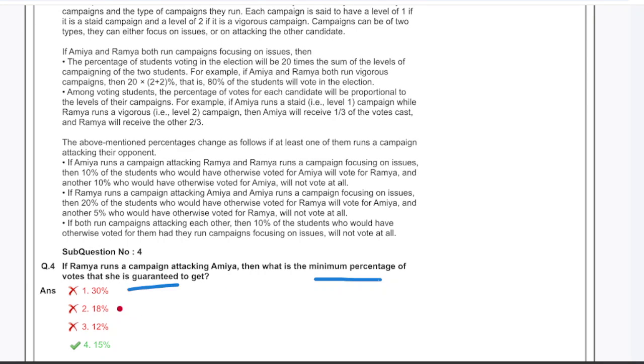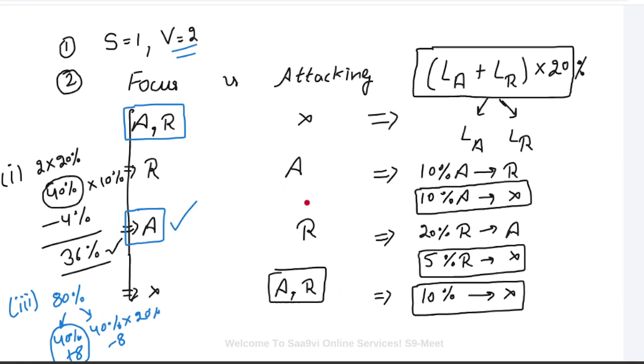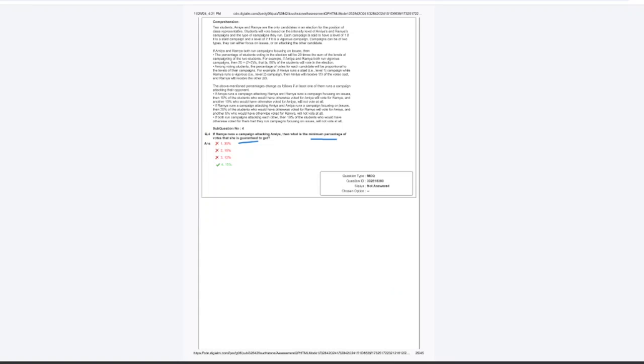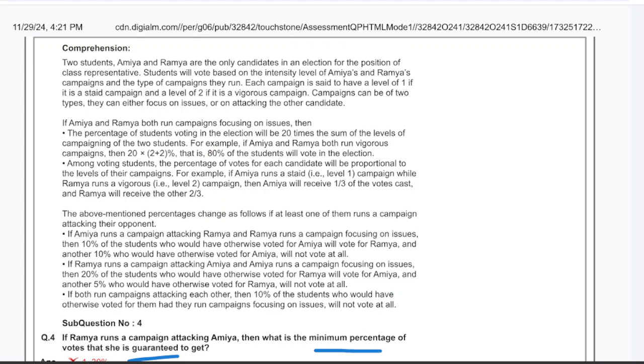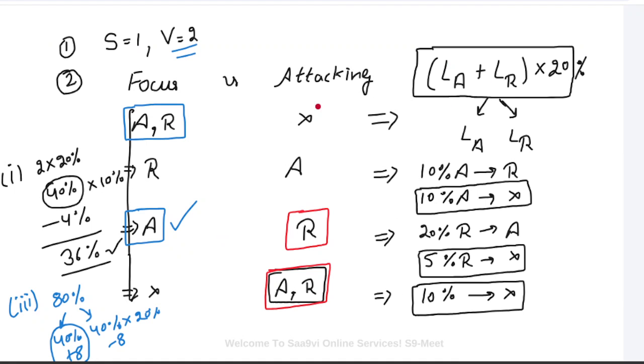The next one. If Ramaya runs a campaign attacking Amaya, then what is the minimum percentage of votes she is guaranteed to get? Now Ramaya runs a campaign attacking Amaya. Now if Ramaya attacks, that means either we are talking about this case or we are talking about this case. And the question says how much minimum percentage she is guaranteed to get. Now minimum, that means I have to make sure that level should be 1.